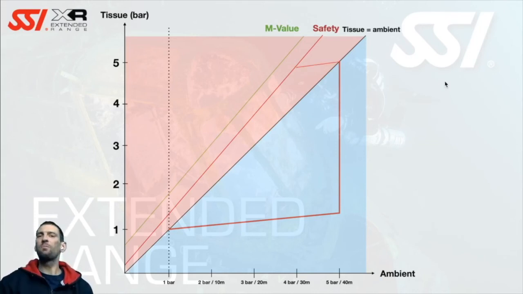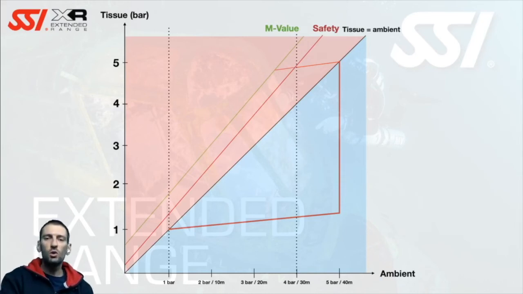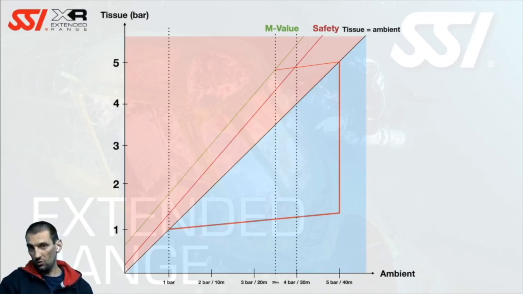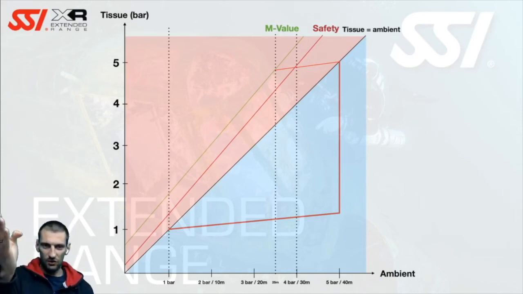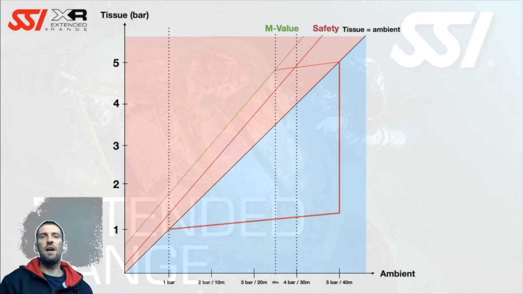We ascend, we hit our supersaturation level, then we have to stop. For our example, this is at 30 meters. Look, if we were following the pure M value line of Bühlmann in this example, we could go all the way to 25 meters. But because of the safety margin that we want to apply to the Bühlmann algorithm, that is just shifted away from the M value of Bühlmann, we have to stop deeper.